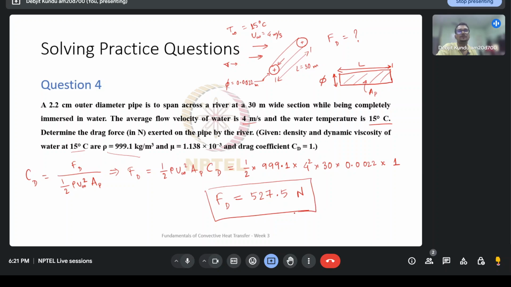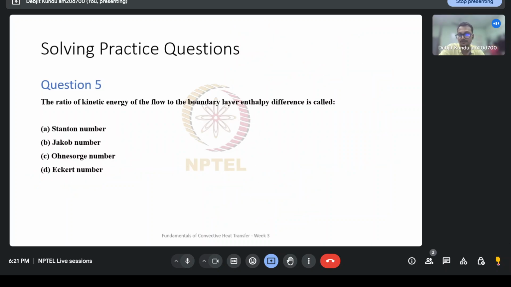So that's the total drag force on this cylinder. And this is how you calculate it. Alright, so simple question. We'll keep moving on.